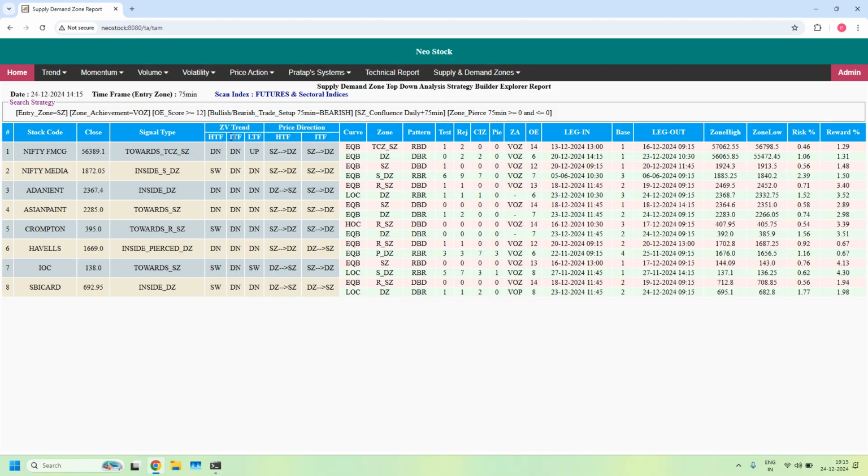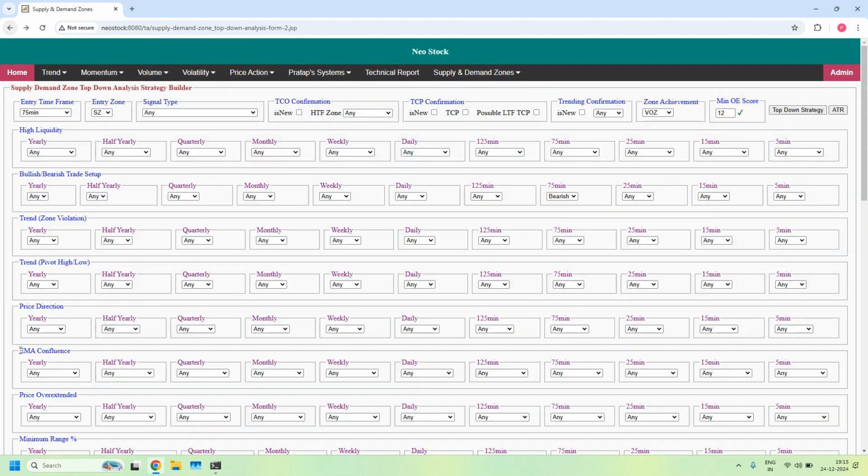And the daily means ITF. The daily trend is a downtrend. You can look for daily supply zones with daily EMA confluence. Let's add that filter in the EMA confluence at a daily time frame. Why daily? Because 75 minute supply zone is part of the daily supply zone. And that's why we are looking for daily supply zone with daily EMA confluence.